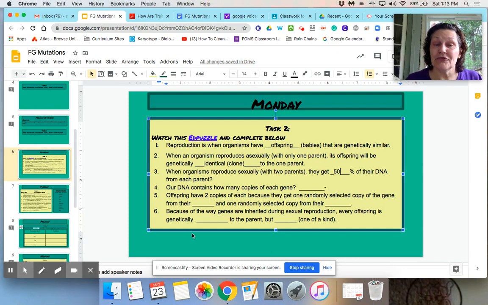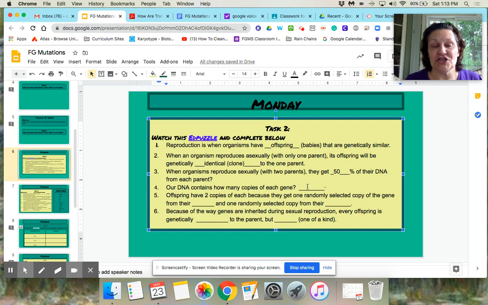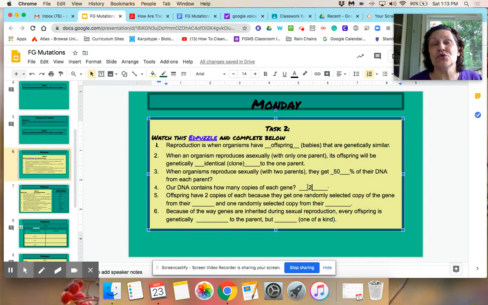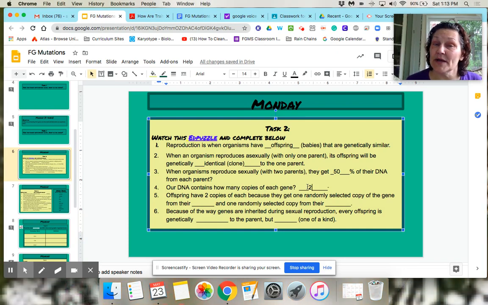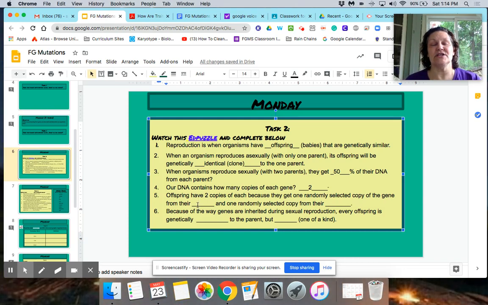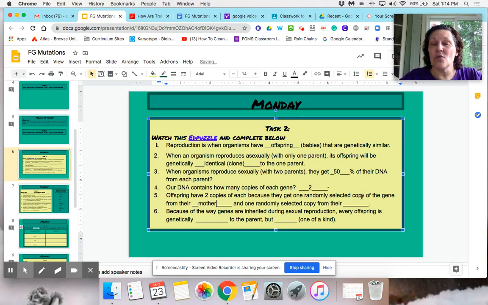Okay. Number four, our DNA contains how many copies of each gene? It contains two. Why? You got one from your mom, you got one from your dad. So two copies of each gene, one copy from mom, one copy from dad. Again, that's why you look like both of your parents. Offspring have two copies of each because they get one randomly selected copy of the gene from their mother, and one randomly selected copy from their father.